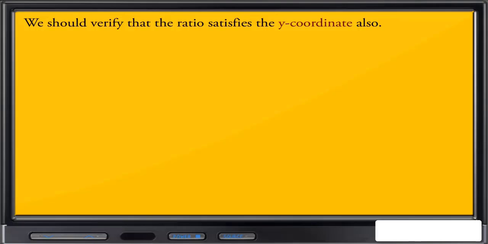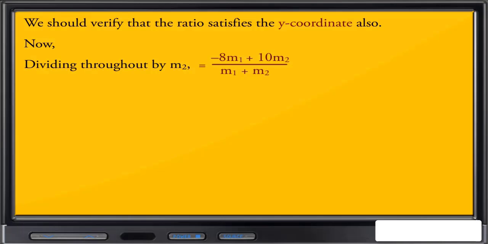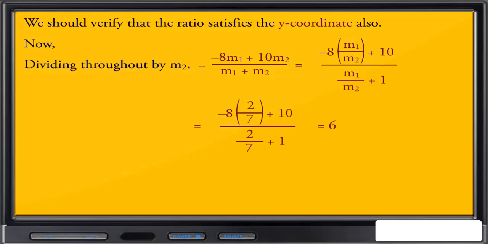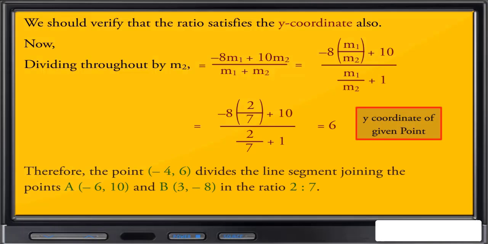We should verify that the ratio satisfies the y-coordinate also. Now, dividing throughout by m2, we get -8 into m1 plus 10 into m2 upon m1 plus m2 is equal to -8 into m1 upon m2 plus 10 upon m1 upon m2 plus 1. This in turn is equal to -8 into 2 upon 7 plus 10 upon 2 upon 7 plus 1, which is equal to 6. Therefore, the point (-4, 6) divides the line segment joining the points A(-6, 10) and B(3, -8) in the ratio of 2 is to 7.